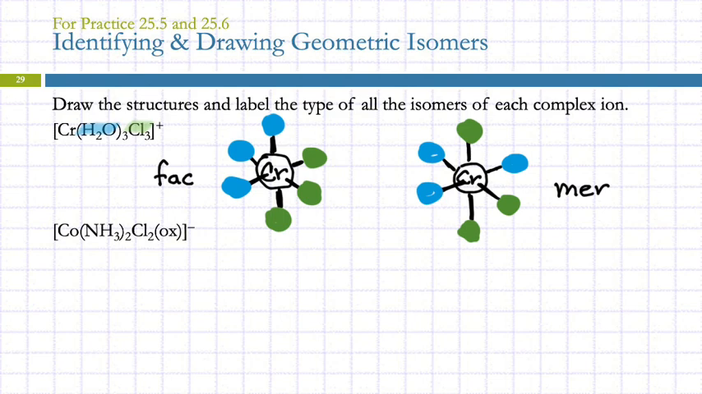So this one has how many ligands? What does OX mean? OX means oxalate. It has 5 ligands, but oxalate is a bidentate ligand, which means it grabs on with both hands. So it occupies two spaces. So this is also going to be octahedral.